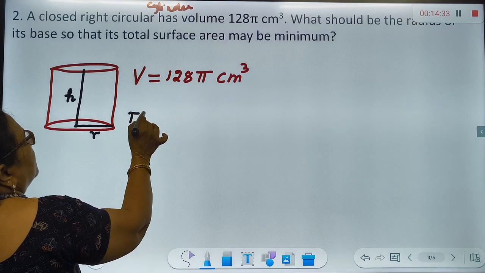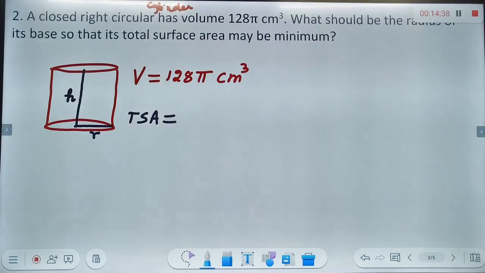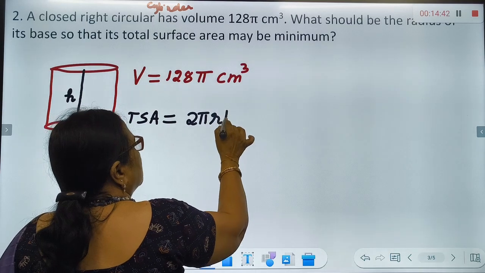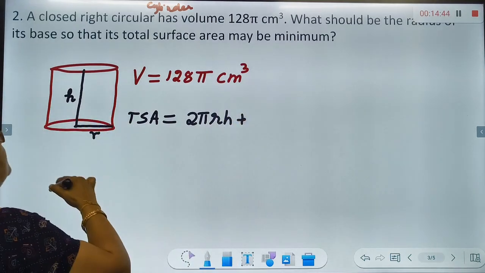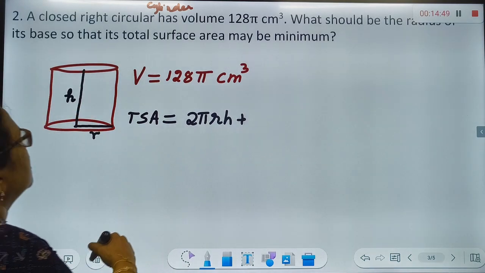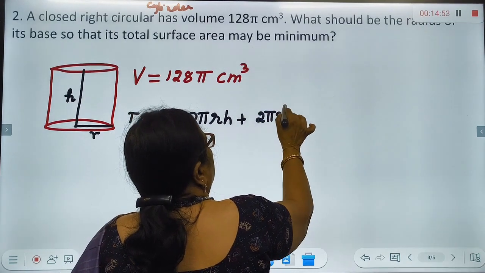So, what is the total surface area of a cylinder? Total surface area of a cylinder, you know, lateral surface area is 2 pi r h. Okay. And then you have the top and the bottom, because it says it's closed. So, pi r square plus pi r square, which is 2 pi r square.